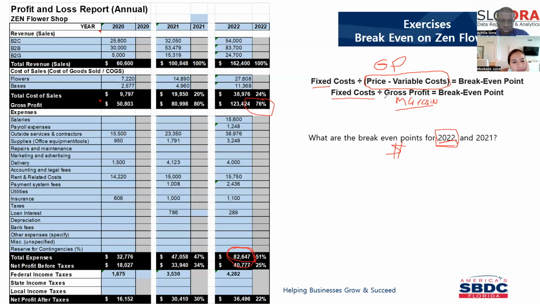What I should have put here, I forgot to put the margin here, gross profit margin. So what you should do is divide the 82,000 that you're correct, and divide it by 76%. Remember, I had to make these changes this morning. I made these changes this morning for today, okay? So what you have to do is divide the 82,647 by 76%, right? And you will get 108,000.